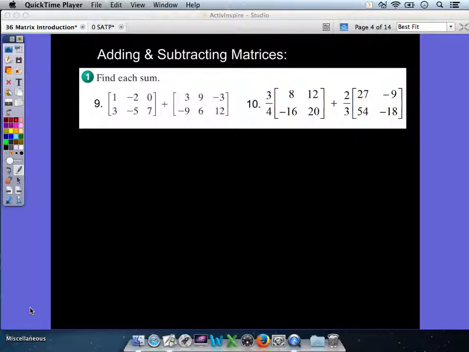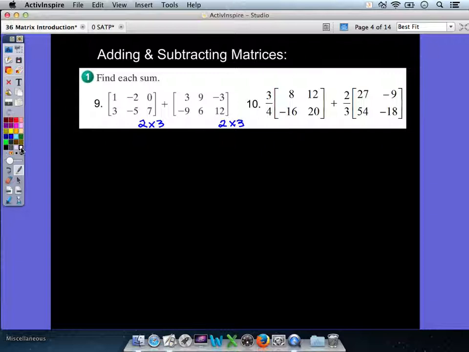Now we're going to look at adding and subtracting matrices. It's pretty easy because we're just adding and subtracting corresponding elements. The first thing I want to look at, to remind you, is the dimensions of these matrices. In number 9, this first matrix has 2 rows and 3 columns. So this is a 2 by 3 matrix. The second matrix also has 2 rows by 3 columns.